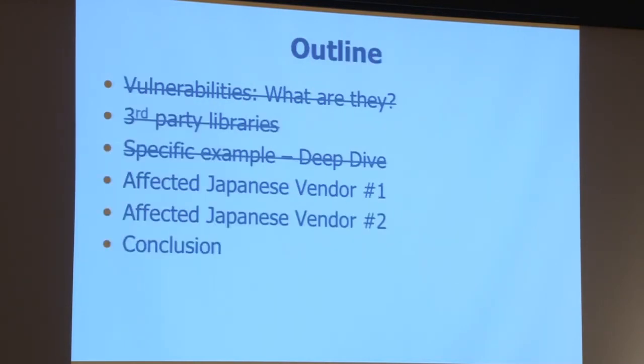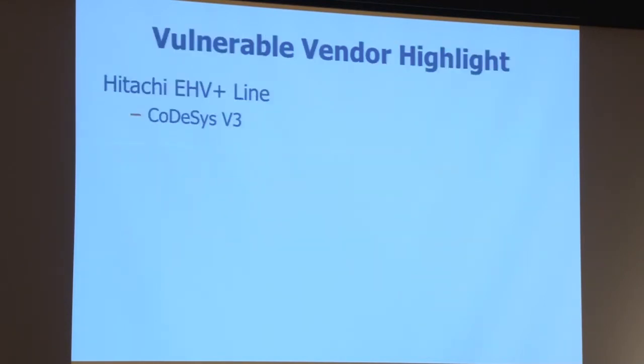So let's look at some affected Japanese vendors of the CoDeSys vulnerability. The first one is the Hitachi EHV Plus line of PLCs. This device is mostly sold in Europe. It runs CoDeSys version 3. It was actually a bit difficult to get in the United States. To purchase this in the United States, I had to buy it from a European reseller.